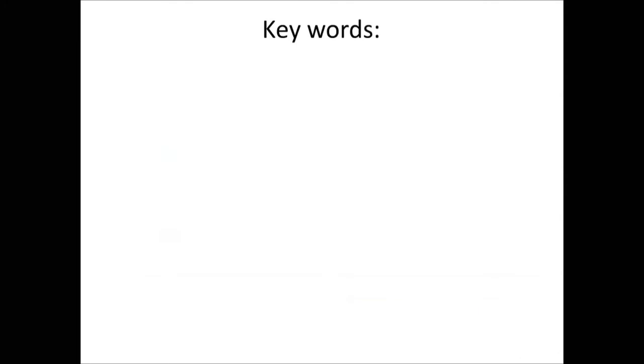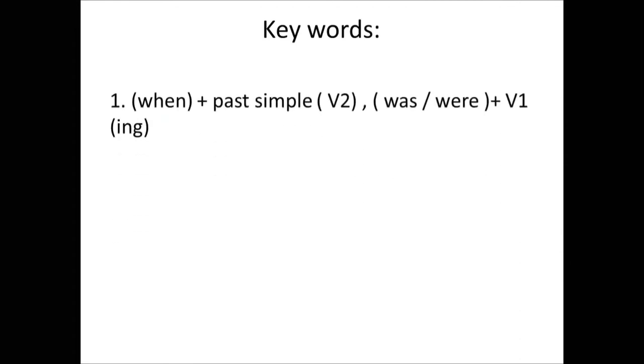Keywords. It's important to take care about the indicators because these keywords or indicators help you to deal with this kind of tense or sentences. Number one, the first keyword is when, and always I use when with the verb in the past simple. In the second clause we can use the past continuous. Pay attention that I use it to describe that a short action interrupted the long action.